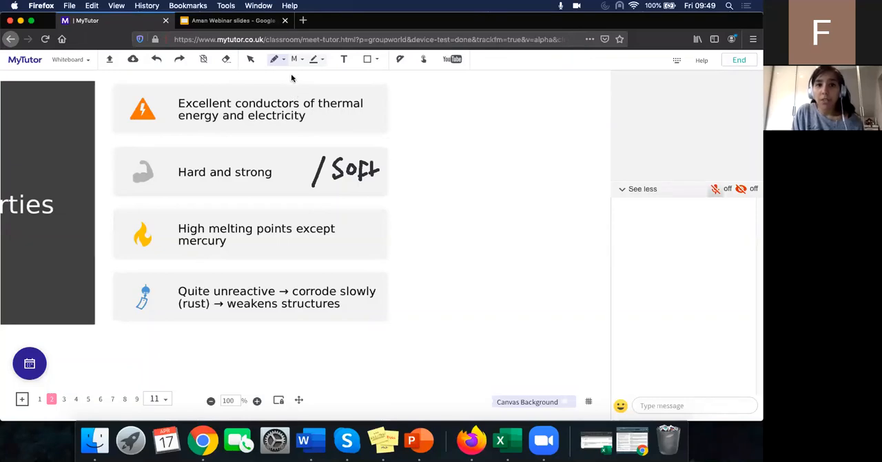Someone's asking, are these transition metals? Yes, they are. So does anyone remember why the alkali metals are soft?